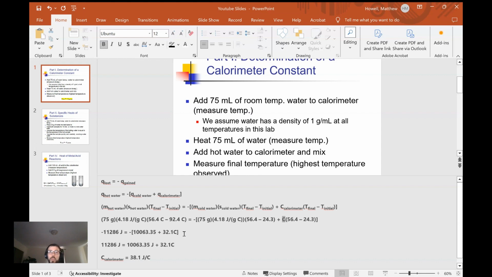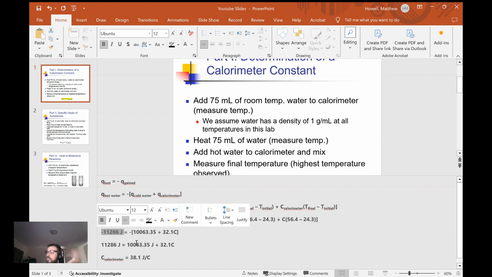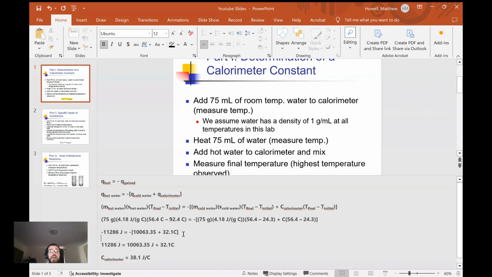And I think that if you pull out a calculator and do the same math that I did, you see that the left-hand side comes out to minus 11,286 joules. That passes the sanity check because we expect the heat that is given off by the higher temperature item is going to be a negative number. So that works out. We can divide both sides by -1 to get rid of the negative signs. And just remember, be careful with your signs because in thermochemistry, the sign convention is very, very important.